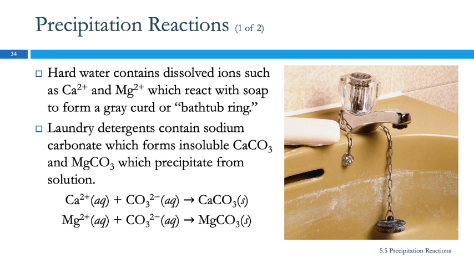So because you don't want that kind of stuff on your clothes, laundry detergents will contain sodium carbonate. And what the sodium carbonate does is it forms an insoluble compound with the calcium and with the magnesium, essentially removing those two ions from your hard water. So calcium ion plus carbonate ion forms an insoluble compound that becomes a solid, and it'll just get washed away with the water.